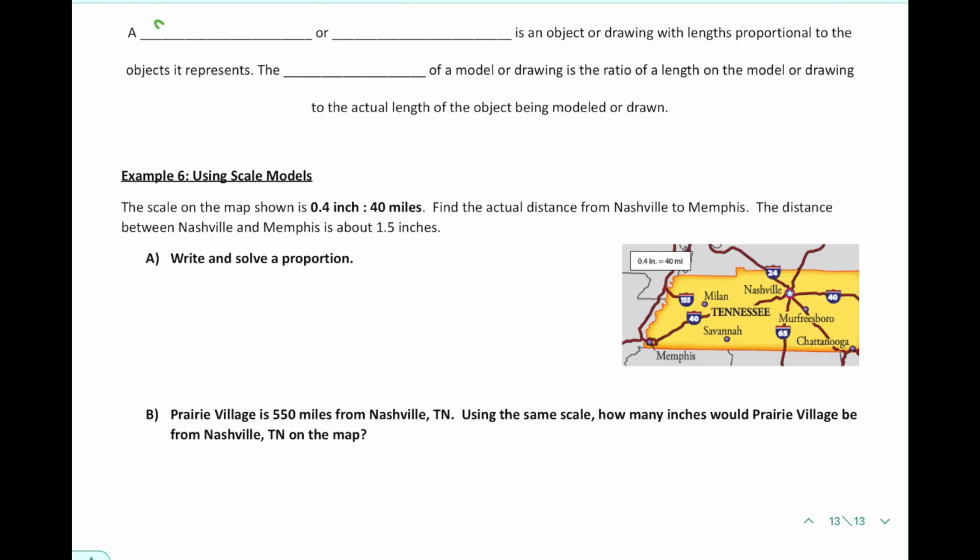So it says a scale drawing or scale model is an object or drawing with the lengths proportional to the objects it represents. The scale factor of a model or drawing is the ratio of a length on the model or drawing to the actual length of the object being modeled or drawn.